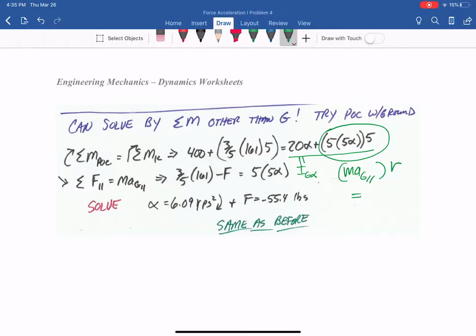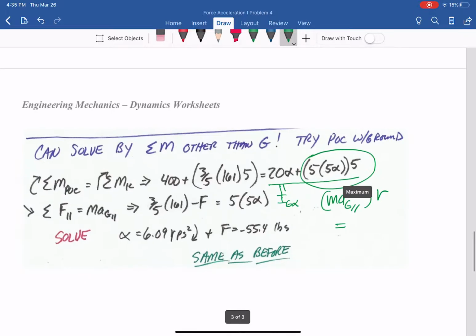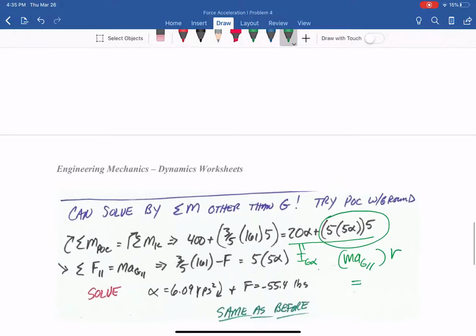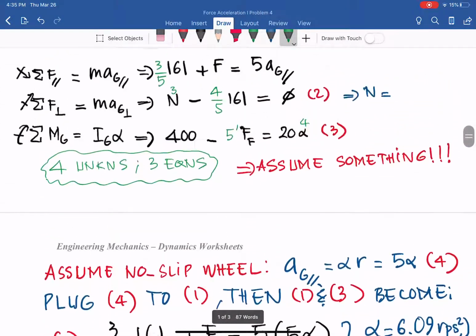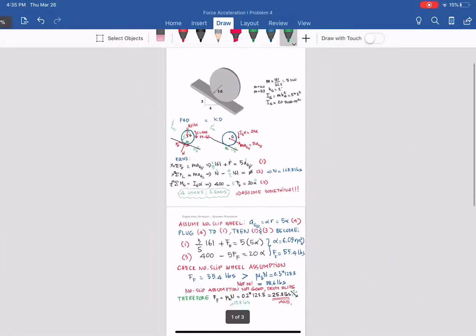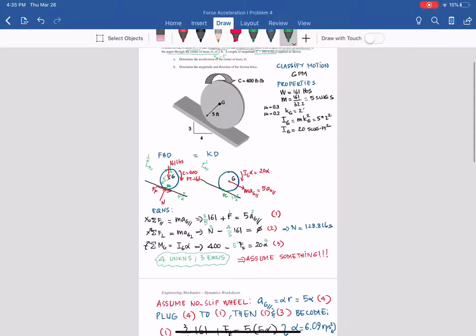And with that, we can continue to solve if you take moment about the point of contact, POC in this case. The process will be the same, but as you can see, the right part of the moment equation is more complicated than if we only take moment about G, which is only I_G alpha, 20 alpha in this case. With that, we conclude problem 4 and also conclude force acceleration 1.